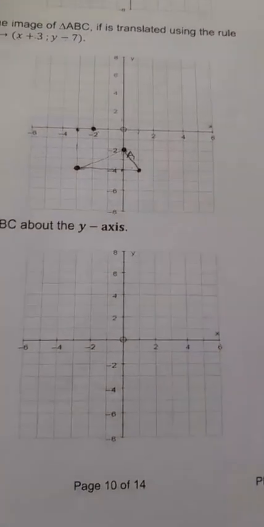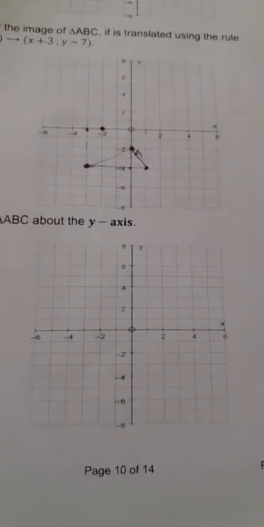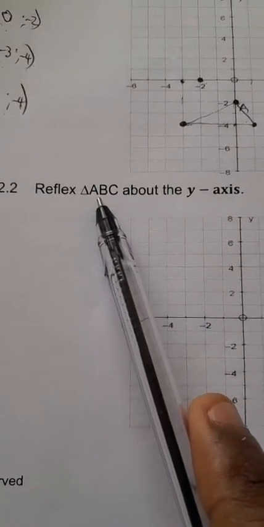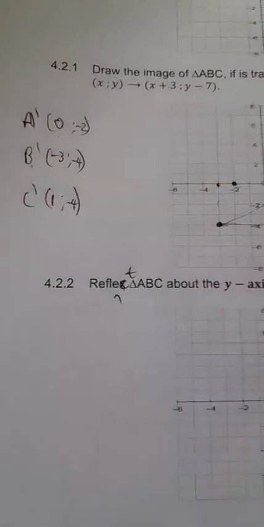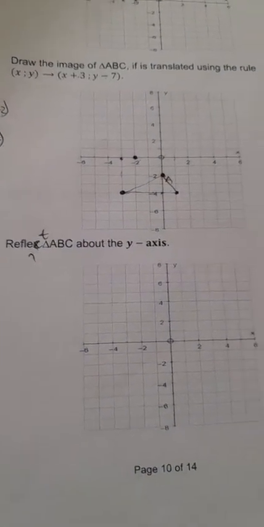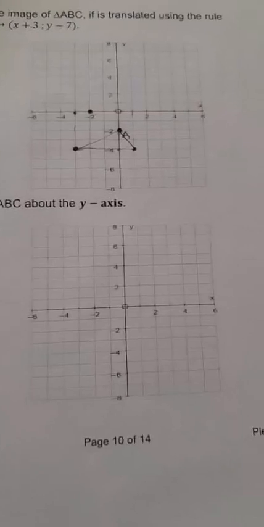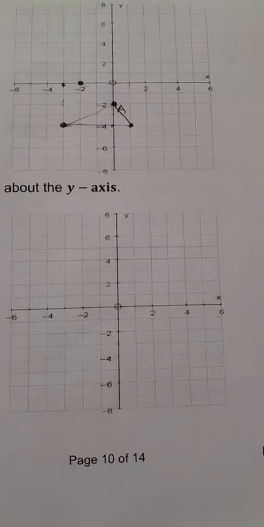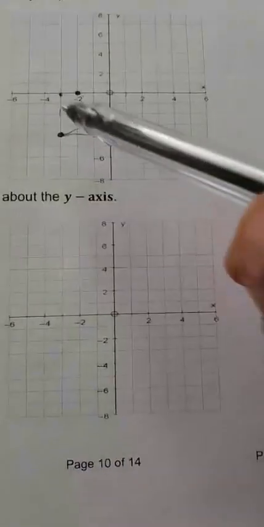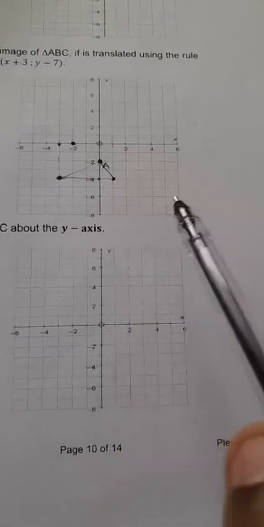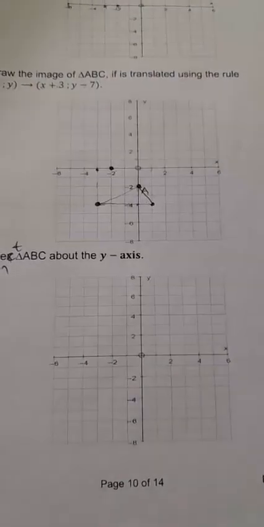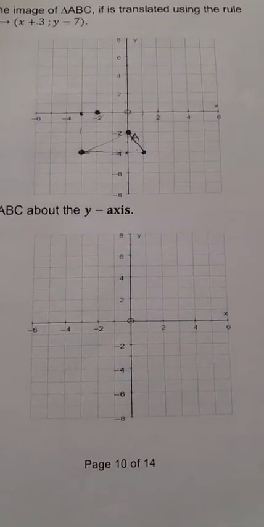Now look at this one. Reflect triangle ABC about the y-axis. I think they wanted to say reflect, so that's a typo. Reflect triangle ABC about the y-axis. In other words, what do we understand by reflecting about the y-axis? Okay, so we are going back to the original triangle ABC.